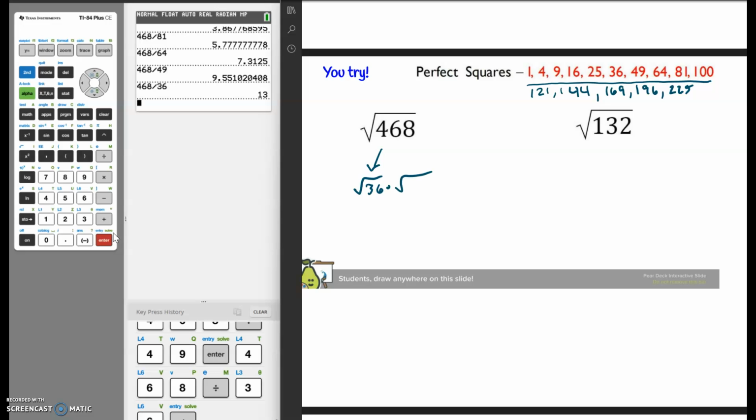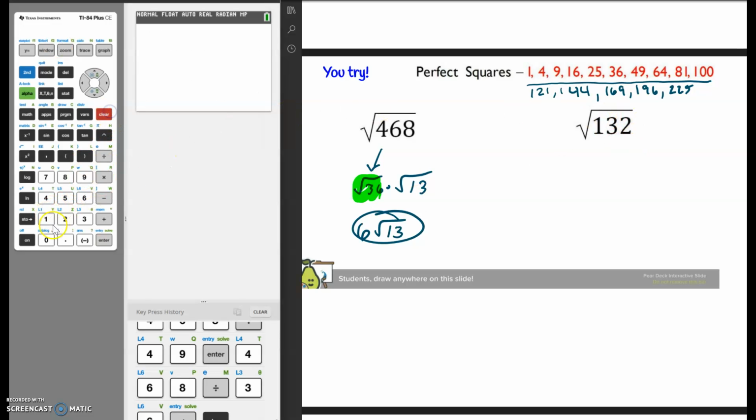So 468 is 36 times 13. We like 36 because that has a nice square root, so our simplified answer is 6 times the square root of 13. That one took a little bit to figure out.